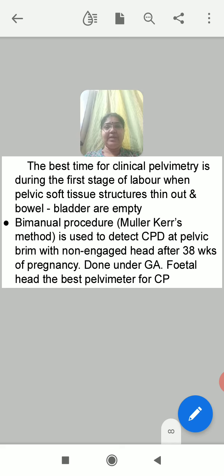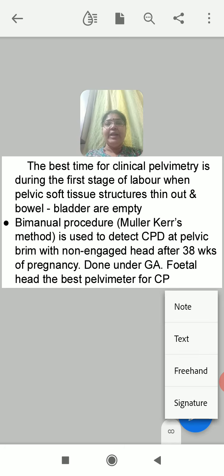Bimanual procedure, it is also called Muller-Kerr's method. It is used to detect CPD at the pelvic brim with non-engaged head after 38 weeks of pregnancy. So when diagnosis is delayed after 38 weeks, it is possible through Muller-Kerr's method.